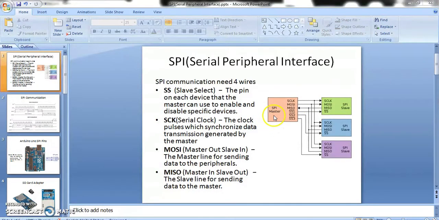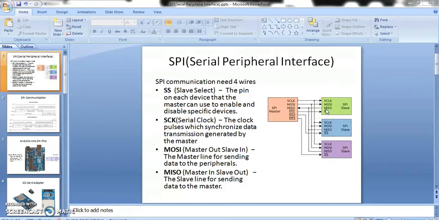So now imagine that the master called this slave through this line, and then a clock will be generated by this line, and with this clock, or with this timing, this slave will respond to the master. If the master wants to send some data, then the master will use this line, MOSI, and if the slave wants to send some data to the master, then the slave will use MISO, this line.